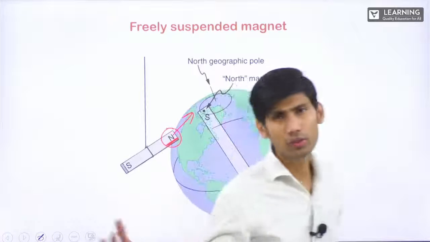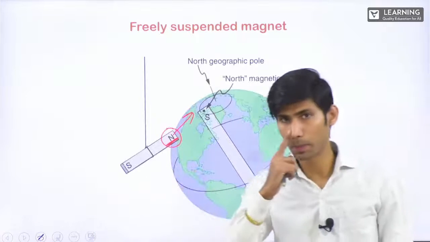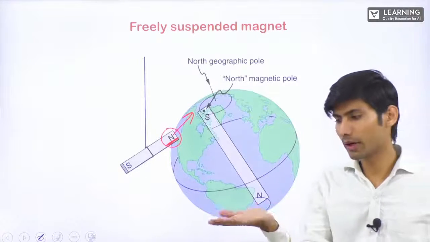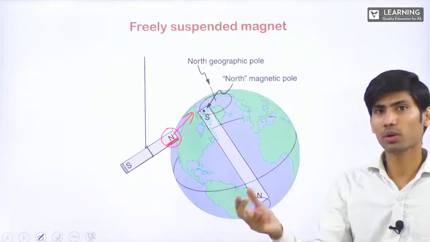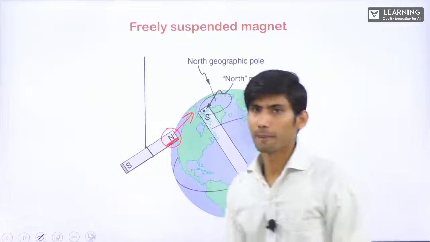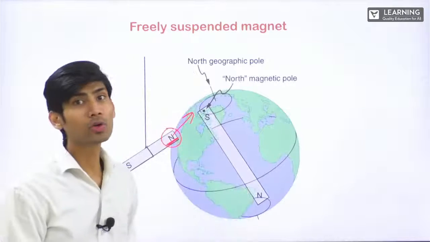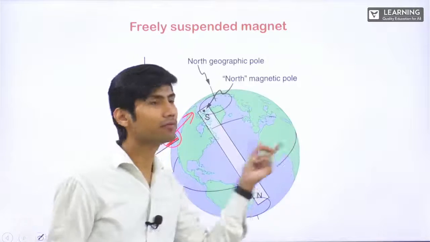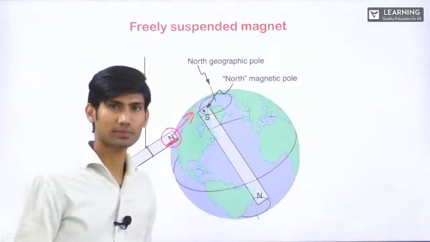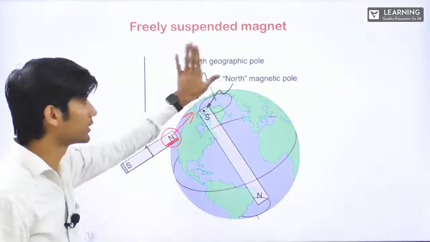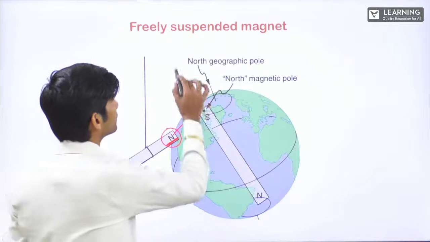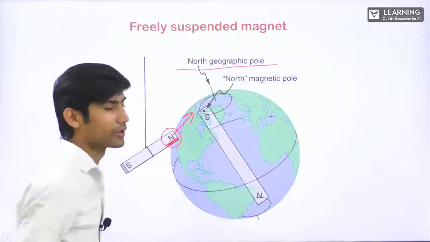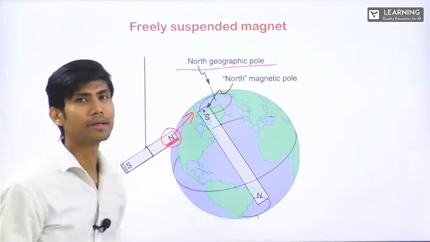Clear? And this particular concept is used in compasses also. There will be a freely suspended magnet inside a compass. So whenever you see it, one end will always point towards the north. So like that we get to know, okay, if we move in this direction, we will ultimately reach here. This is geographic north where this north is pointing. So this is a freely suspended magnet.